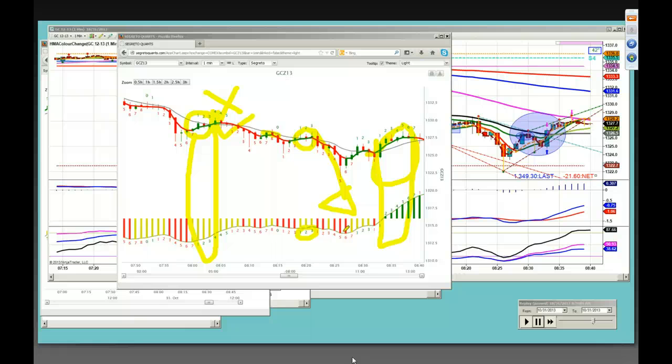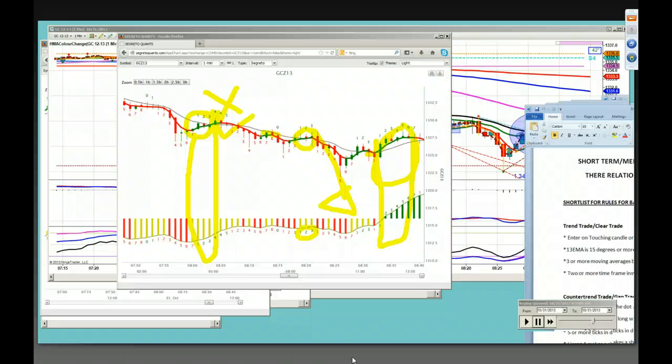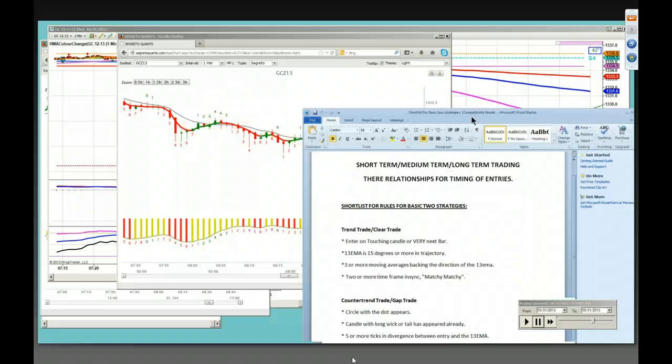Okay, so let's do this. Remember, as I always say, for your trend trade, if you want to look at trending, the golden secret to trending is you cannot look at one chart.